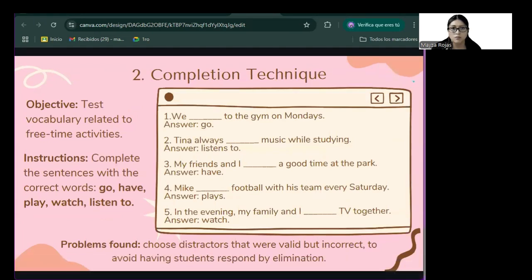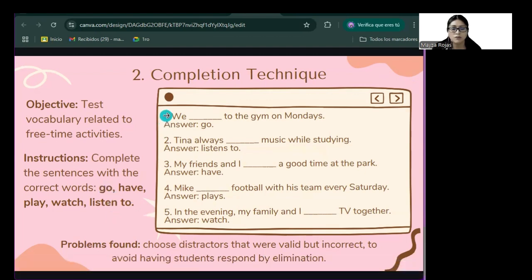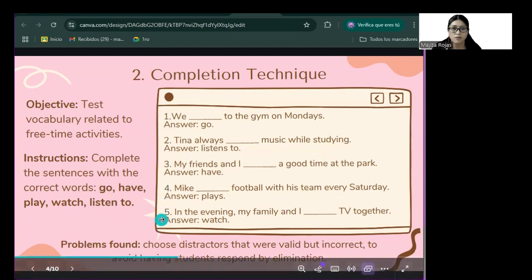The second one will be completion. So this technique focuses on vocabulary, and it reinforces their understanding of collocations, like go, play, and have. So we have specific verbs for just 5 sentences, and they have to choose for each one.